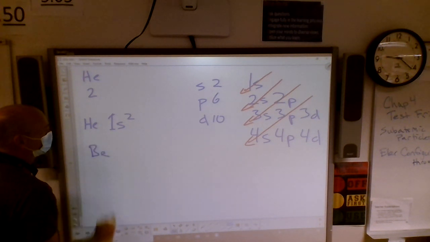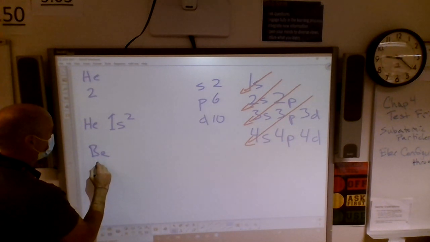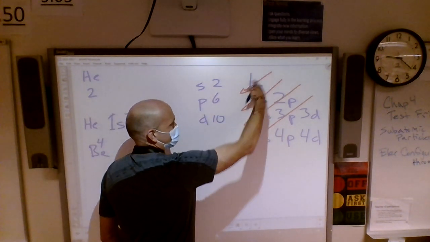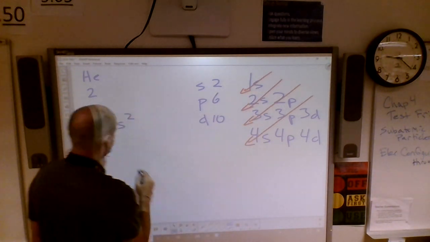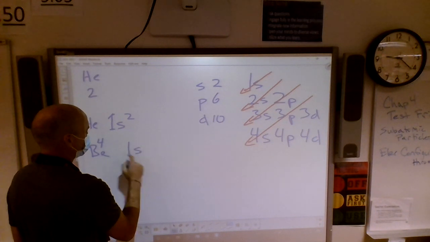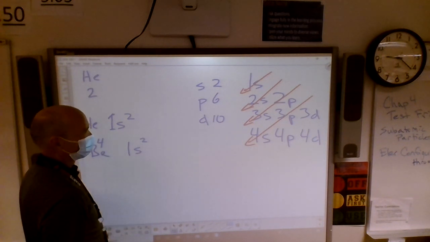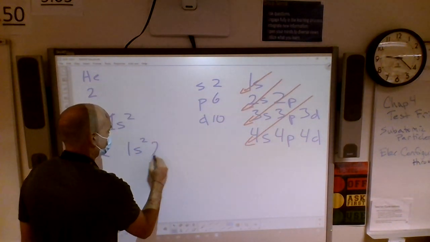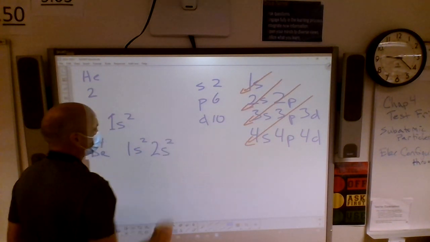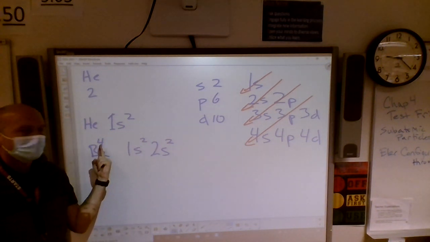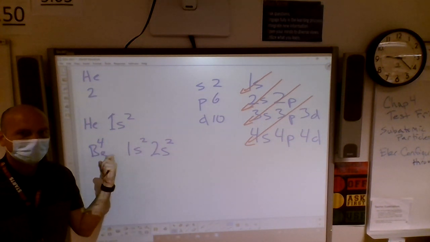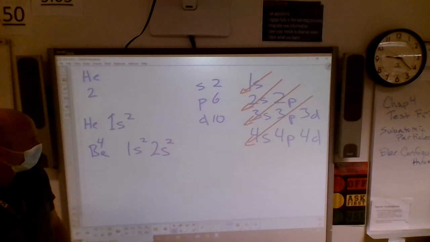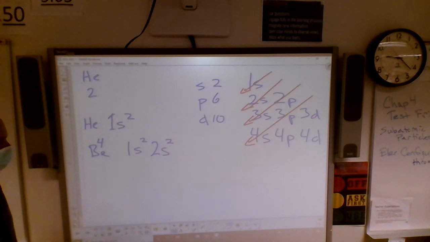Beryllium has a total of 4 electrons. I know that because it's got an atomic number of 4. So where do its electrons go? Well, S's can only hold 2. So the first level is 1s, the first level, S sublevel. That's filled with 2. So if I go to my next arrow from top down, now I need to go 2s and then 2. These little numbers, 2 plus 2, add up to 4. That's the atomic number. That's how many electrons I have. So 1s2, 2s2. That would be the configuration for beryllium.